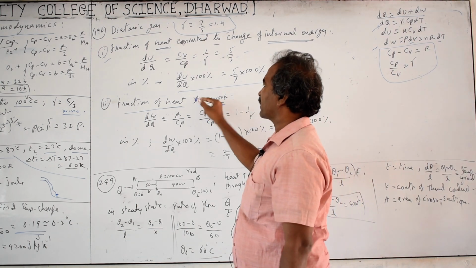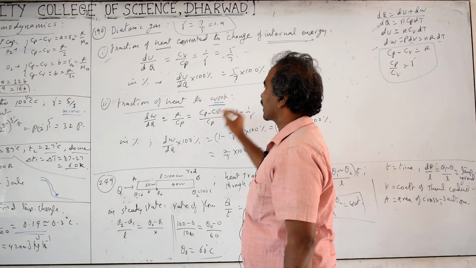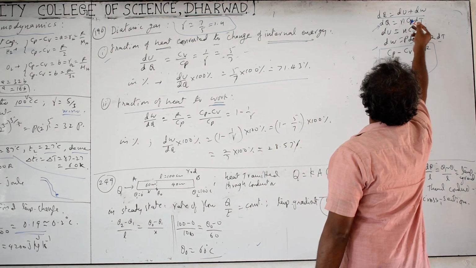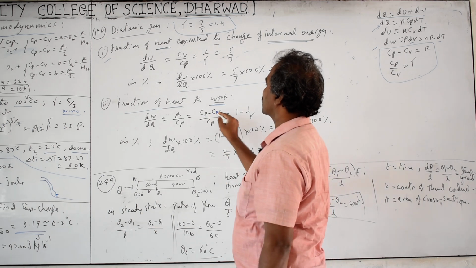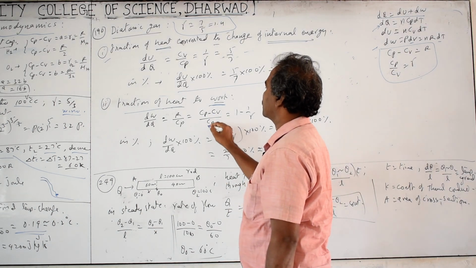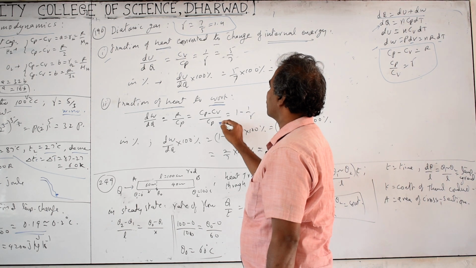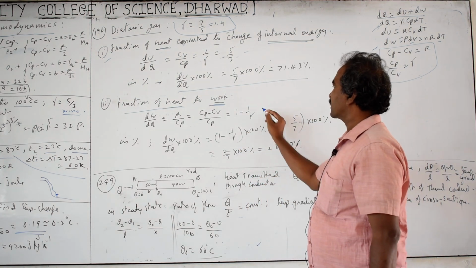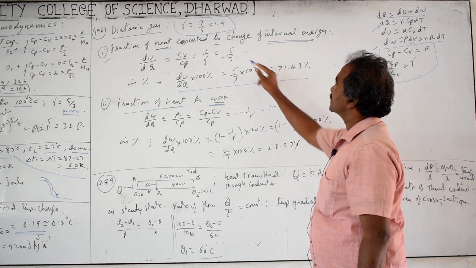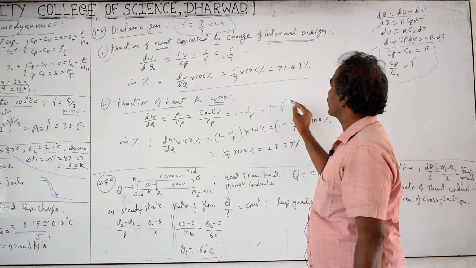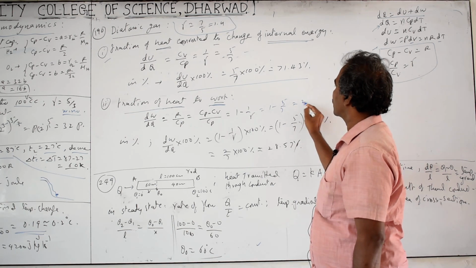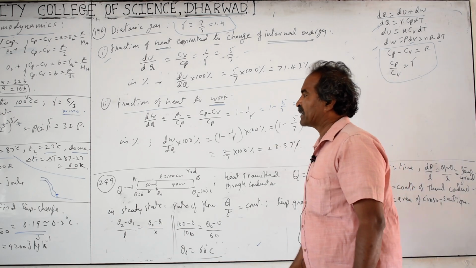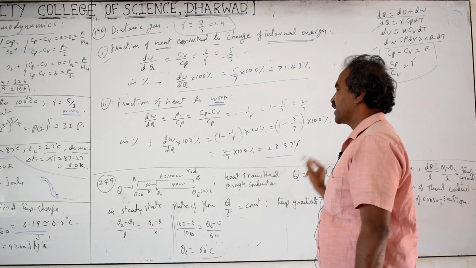This is also not there in the problem, but we will work it out here. Fraction of heat converted into work means dW by dQ. dW by dQ means R by Cp, but R is equal to Cp minus Cv, so (Cp minus Cv) by Cp. Cp by Cp is 1, so you get 1 minus Cv by Cp. Cv by Cp is 1 by gamma, so 1 minus 1 by gamma. This gamma is equal to 7 by 5, so this becomes 7 minus 5, 2 by 7, which is a fraction. But for percentage you have to multiply by 100, that is 28.57.